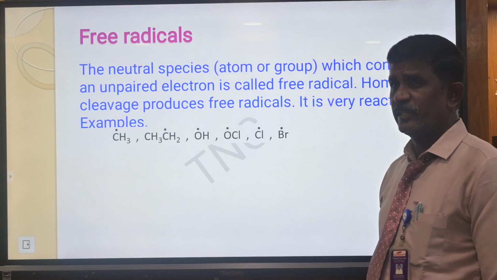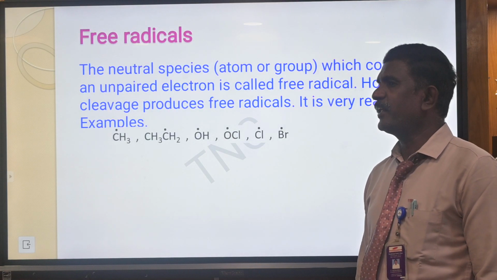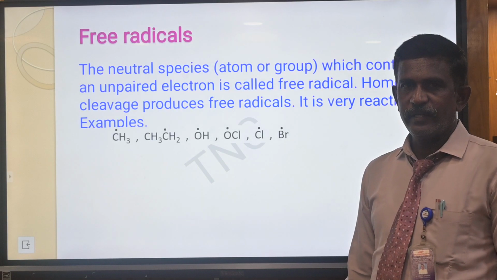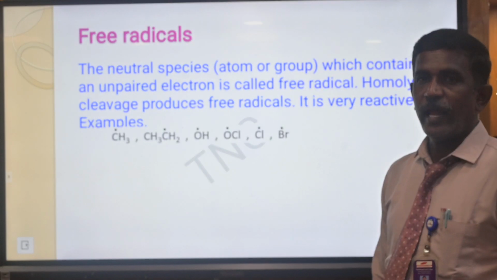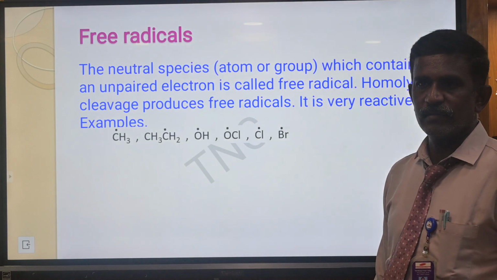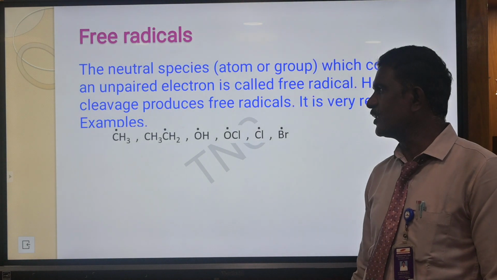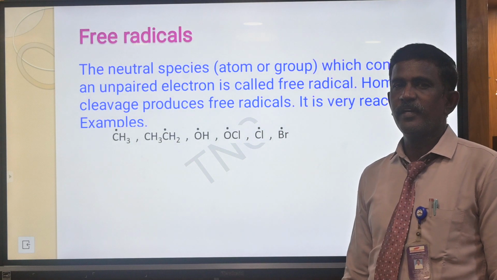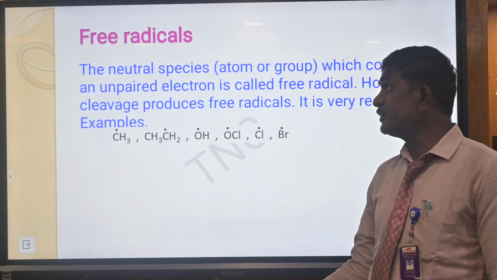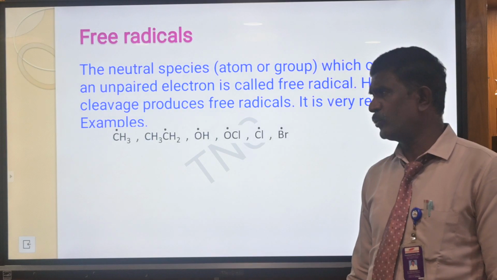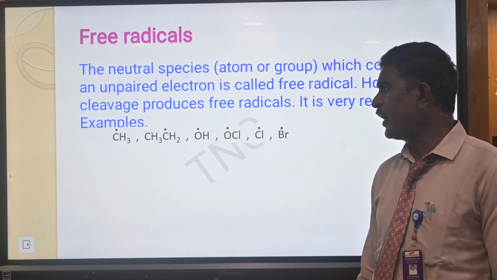So next, the third and final reagent, free radical. It is a neutral species but having an unpaired electron. How can we define a free radical? A free radical is nothing but any species having an unpaired electron. The best known free radical is oxygen, right? O2 itself is a free radical.